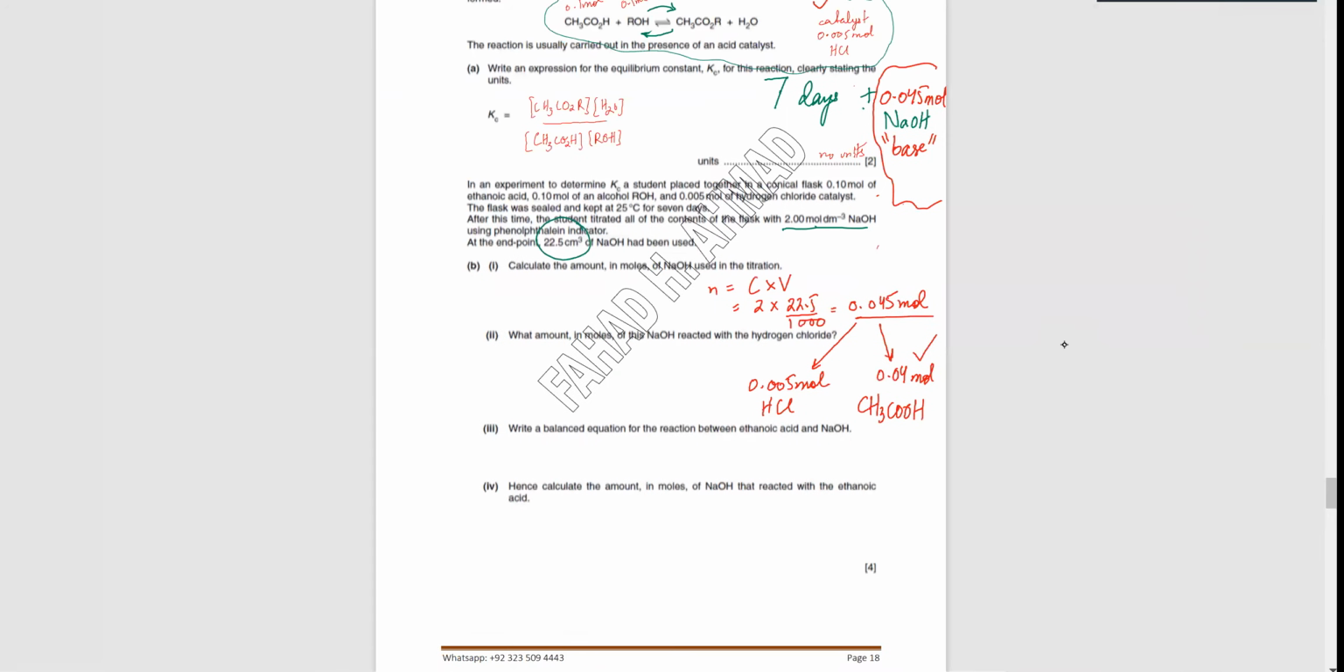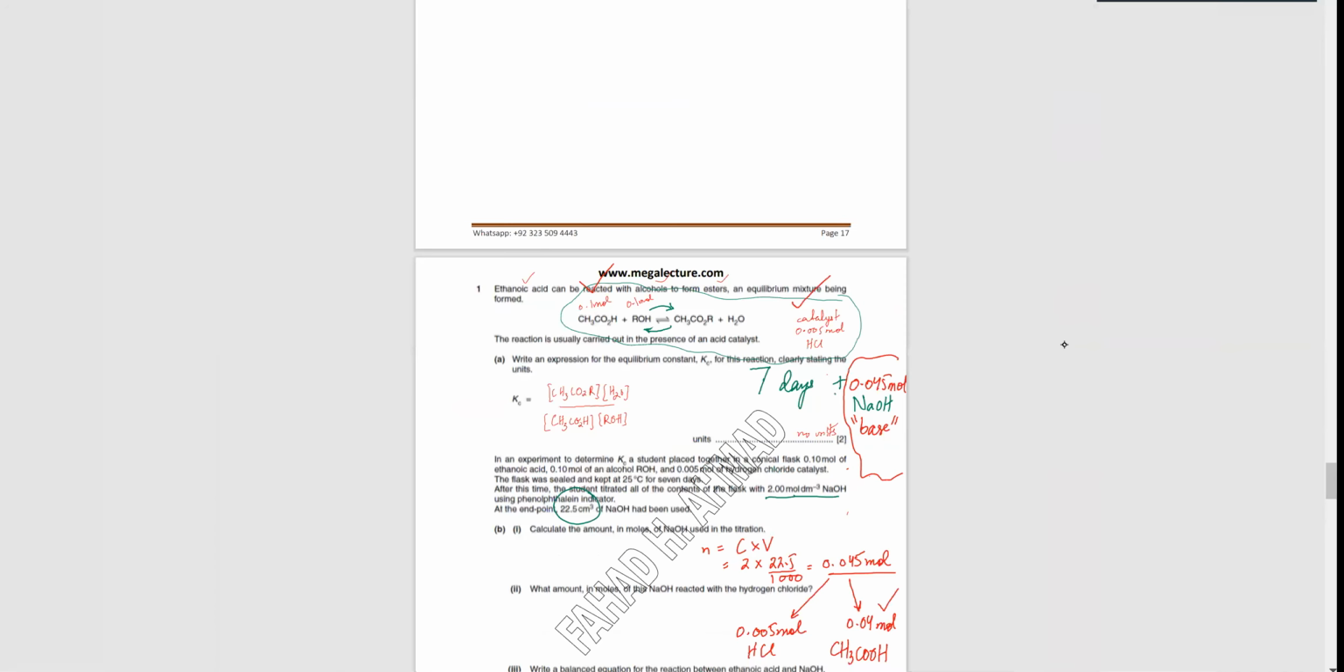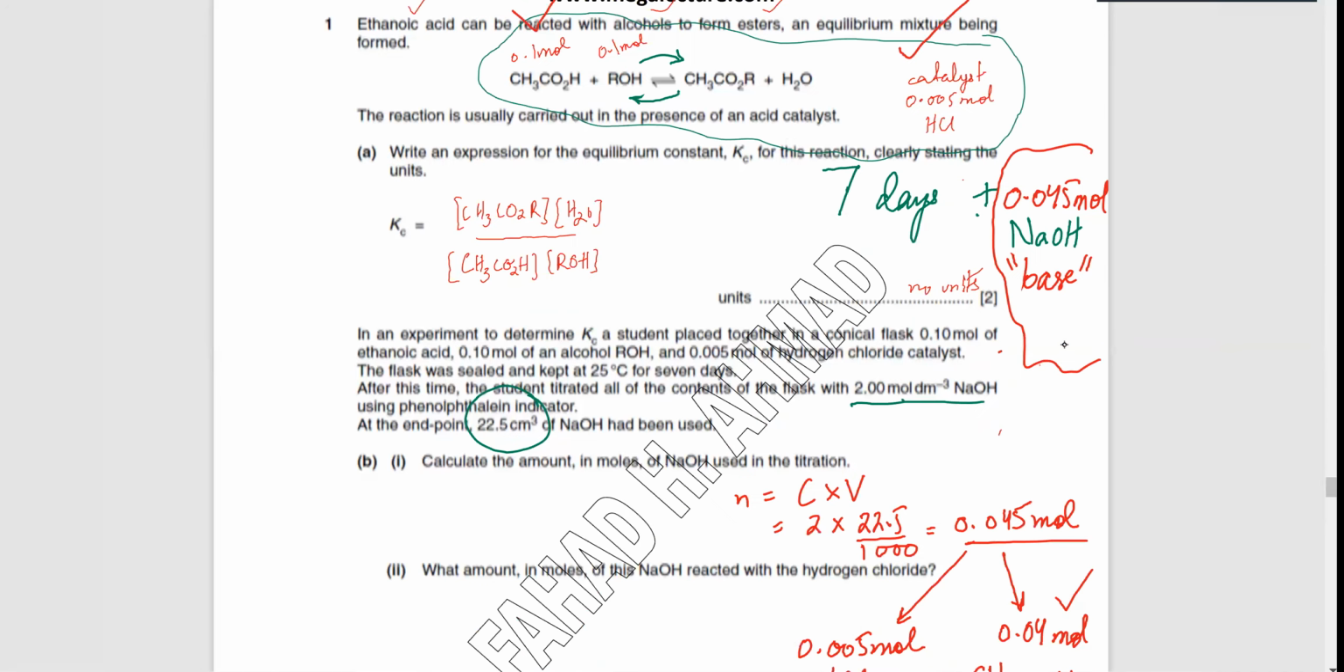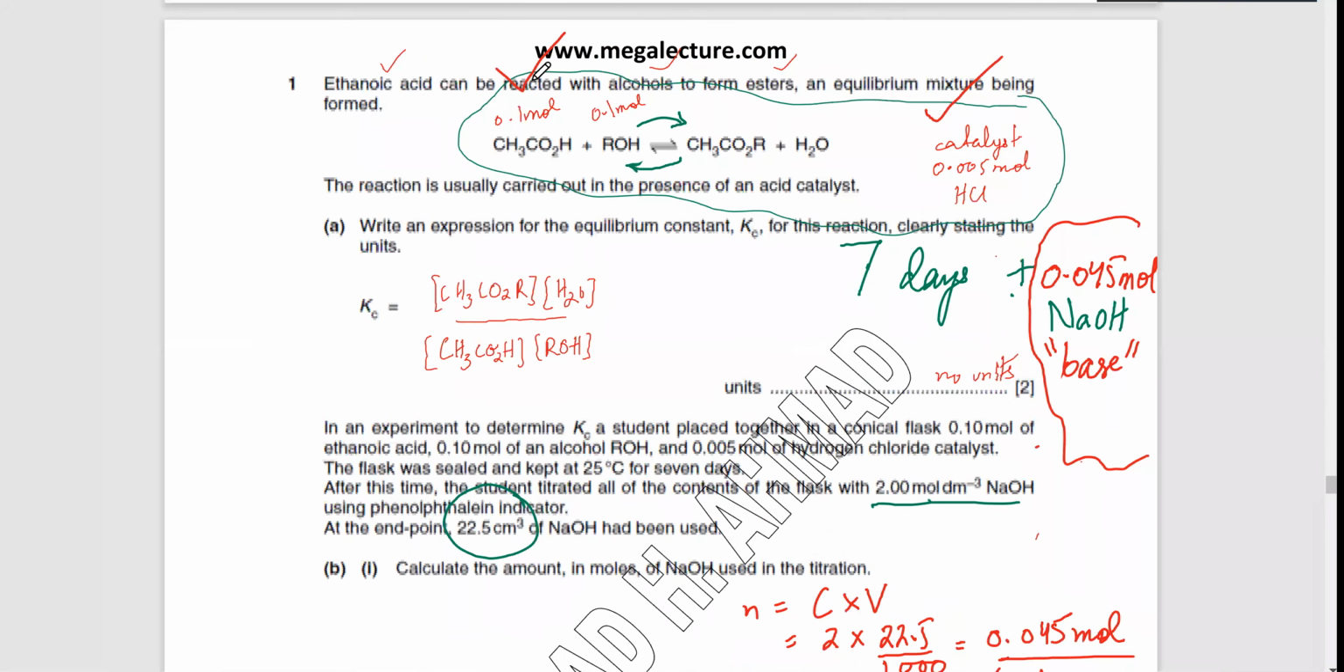How did I figure this out? I'm going to repeat everything. We left the entire equilibrium for 7 days and then titrated with NaOH. These many moles were required. And then we figured out that NaOH is a base. So base reacts with acids. There's one acid over here, which is HCl.